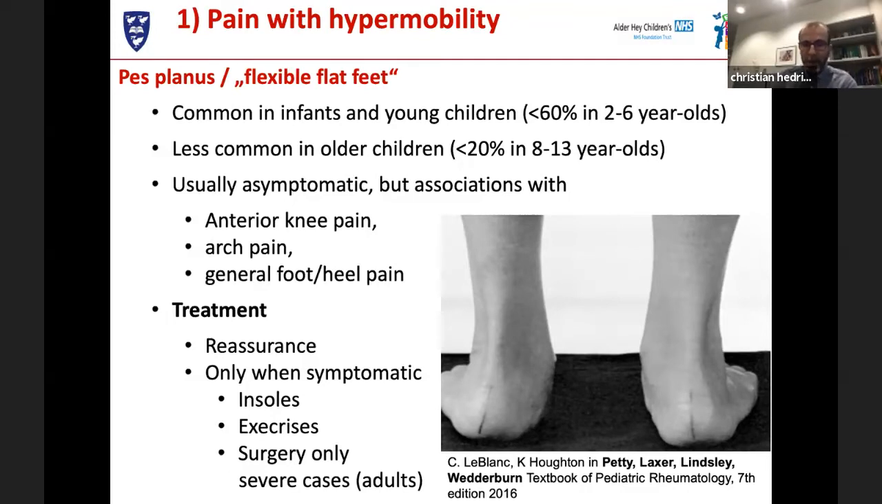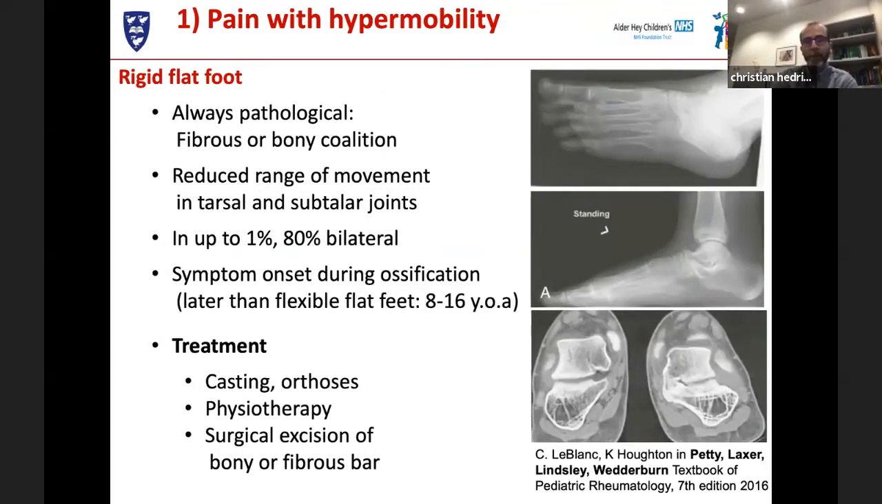Exercises, especially in the past, have been a tool that has been used. Our physiotherapists here tell me that they can help, but they don't help in all patients. And surgery only needs to be considered in very severe cases that persist to adulthood, because as long as a child grows and a young person grows, this can actually disappear and the arch of the foot can form further.